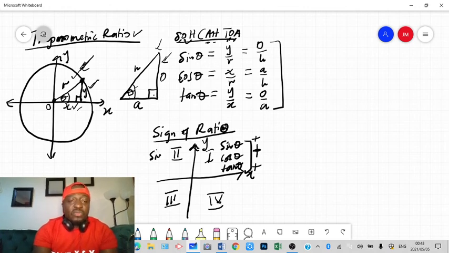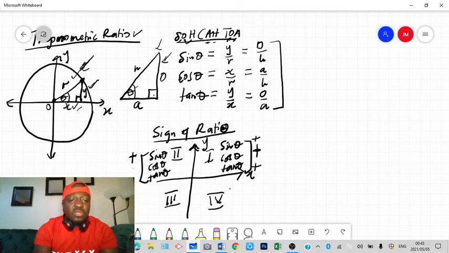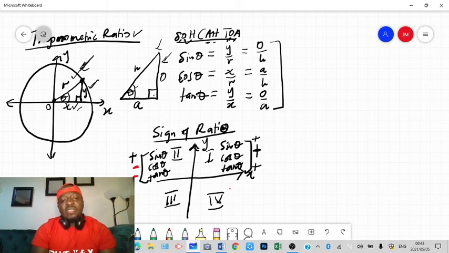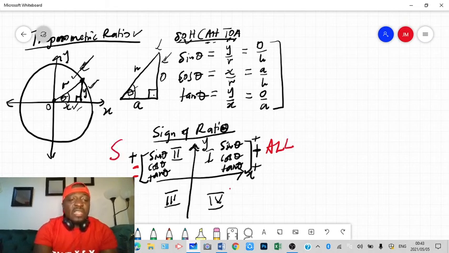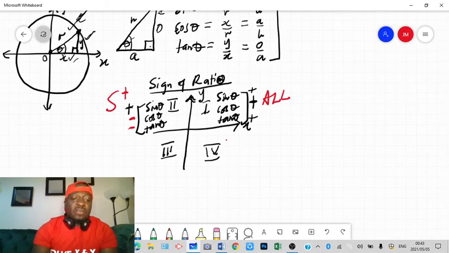your ratios, your sine theta, your cos theta, and your tan theta will behave like this. Your sine remains plus in the second quadrant, but your cos and your tan are going to have negative signs. So here all of them are positive. Here only sine is positive.